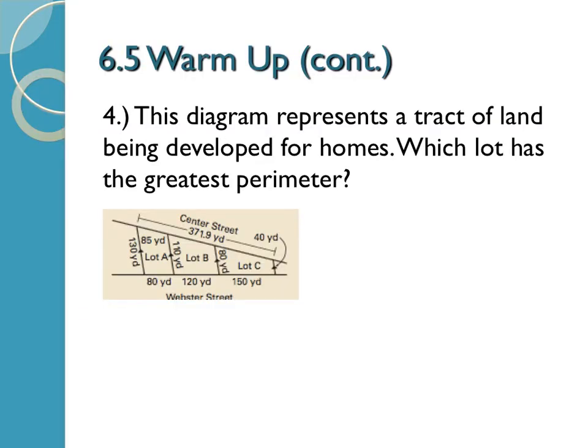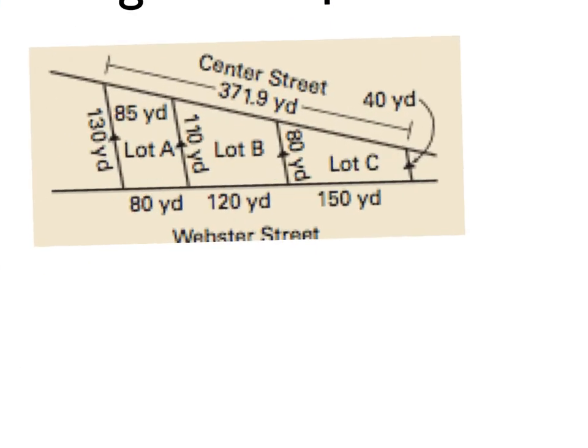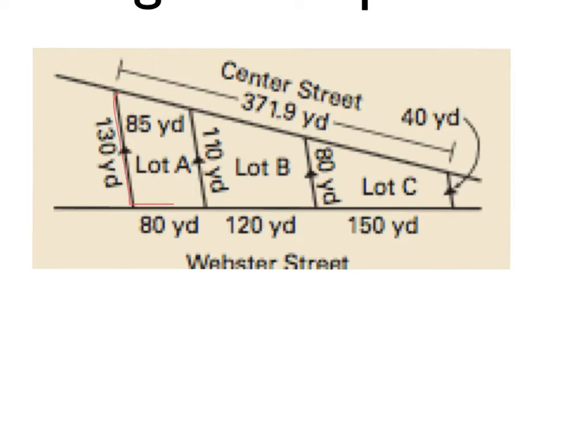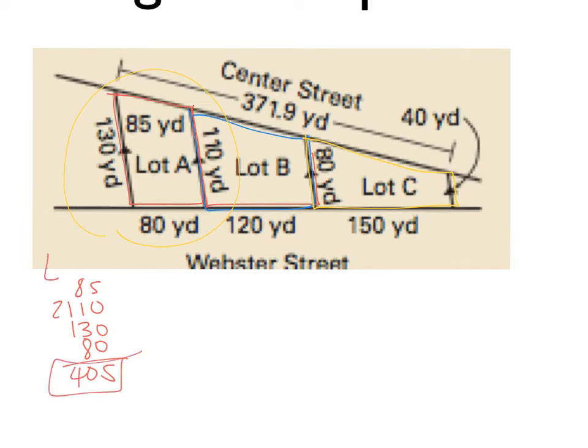This one says this diagram represents a tract of land being developed for homes. Which lot has the greater perimeter? So if I zoom in on this, you've got 3 lots, A, B, and C. So for each of these, I have the bottom, and I have the left side, and for A, I have all of it. So if I were to add up A, it would be 85, 110, 130, and 80. So 165, 240, that's 405, that's lot A.